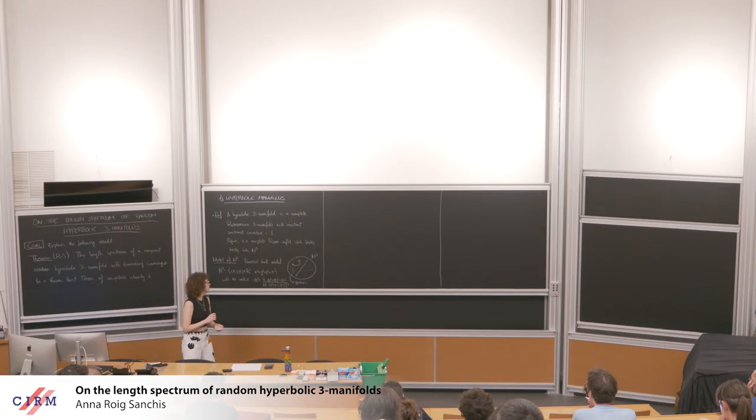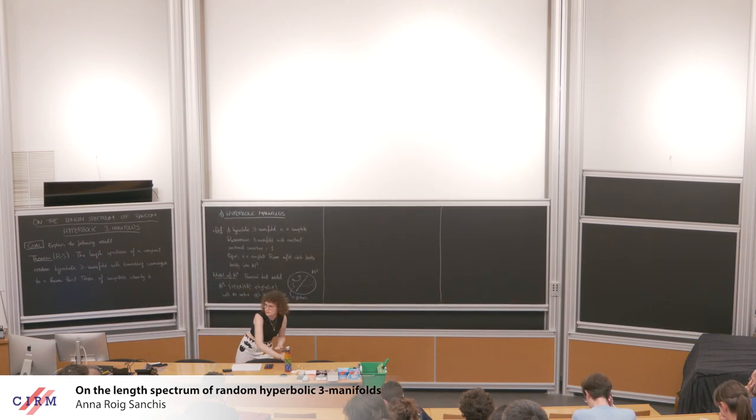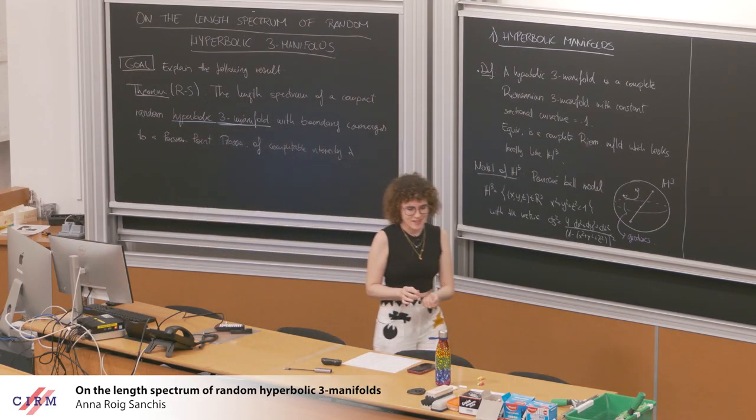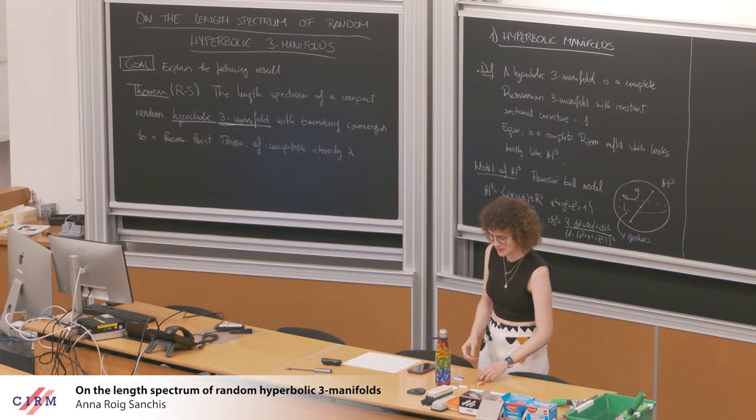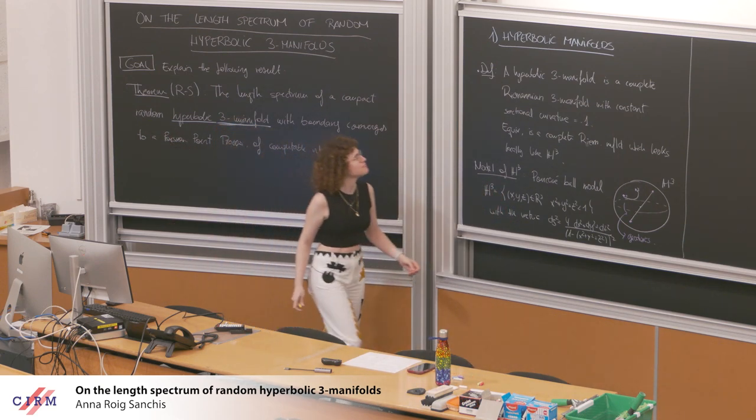All right. So now we know what the hyperbolic three manifold is. So we can check this and go on to the following step, which is now what a random manifold is.